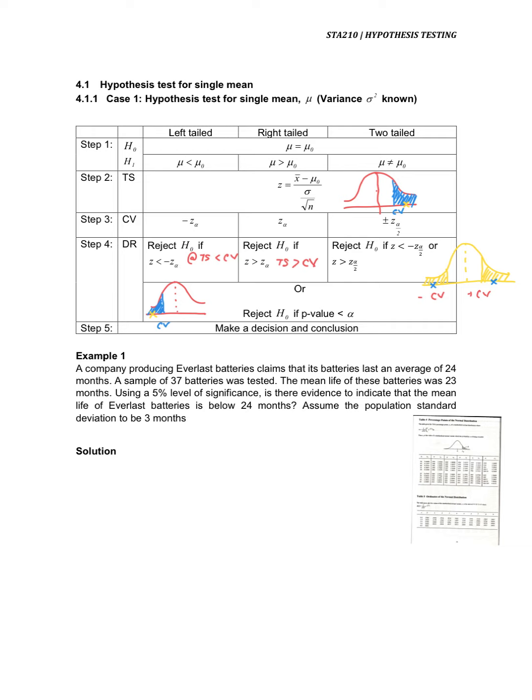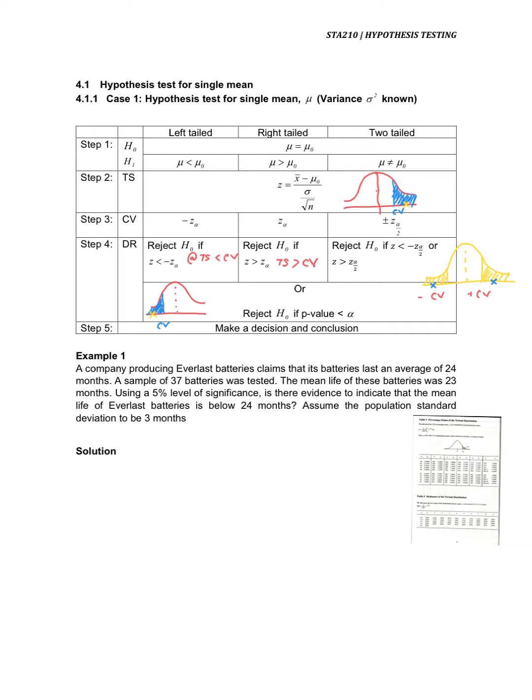Okay, let's take a look at example 1. A company producing Everlast battery claims that its battery lasts an average of 24 months. A sample of 37 batteries was tested. The mean life of these batteries was 23 months. Using a 5% level of significance, is there evidence to indicate that the mean life of Everlast battery is below 24 months? Assume the population standard deviation to be 3 months.